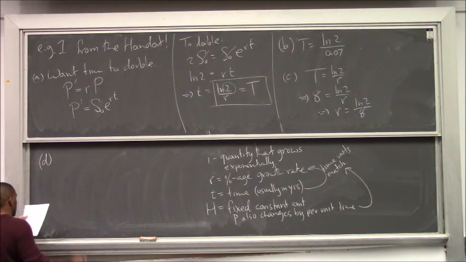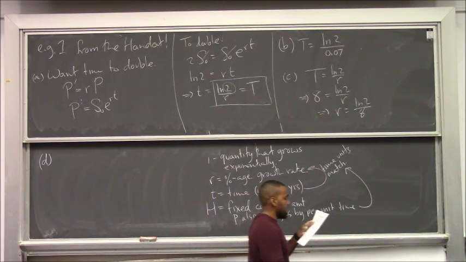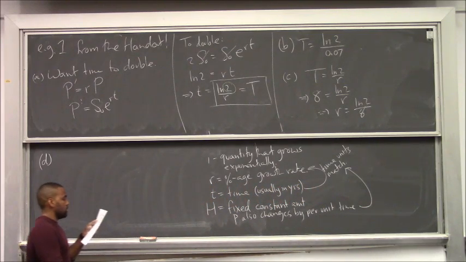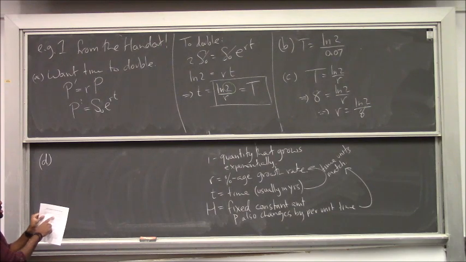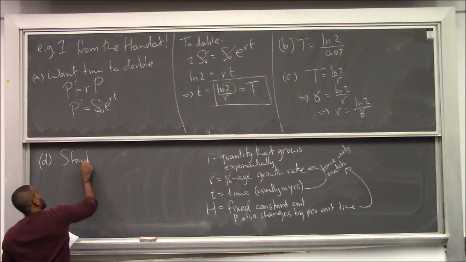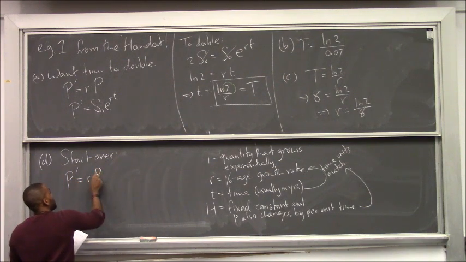D. Okay. If $1,000 is initially invested with another $500 invested every year, how long before the balance reaches $55,000? So it's kind of a different question. We have to take into account the H now, because here you're investing another fixed amount per year. That's not based on some percentage, that's a fixed amount, that's an H. So for D, you kind of have to start over. You're going to start over with P prime equals RP plus H.